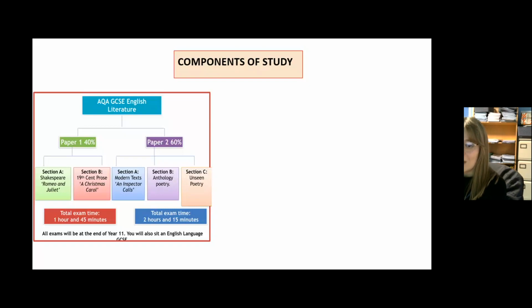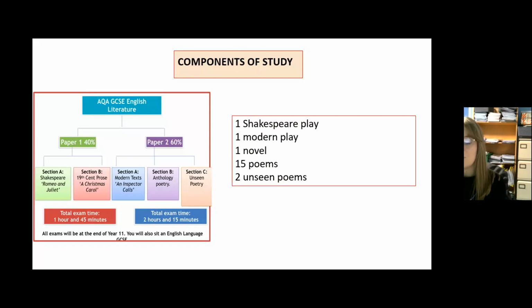So to break that down, for English literature, you study one Shakespeare play, one modern play, one novel, 15 poems, and two unseen poems. So there's an awful lot to learn. It is challenging, but it's also really rewarding. Romeo and Juliet, I absolutely adore, and Inspector Calls is usually students' favourite play to study. There's really interesting themes about identity and gender and power and love and fate. There's so much rich content to explore, and usually we find students really respond and engage in literature.